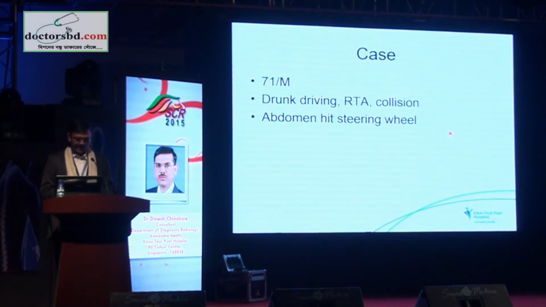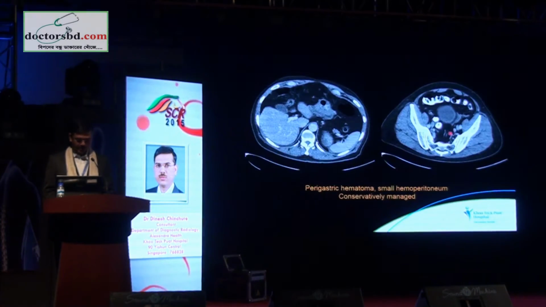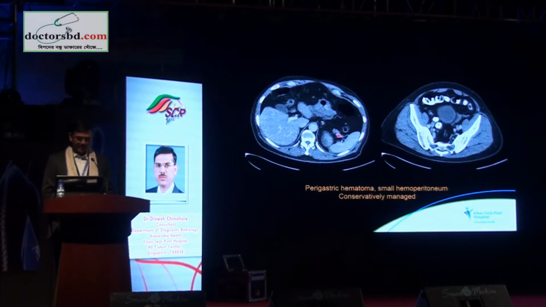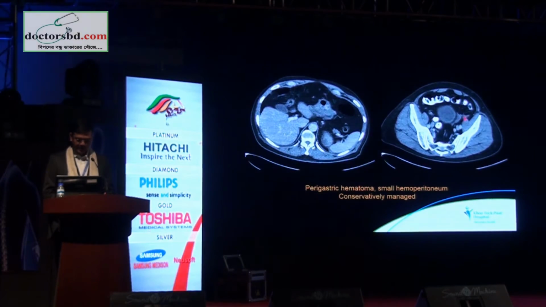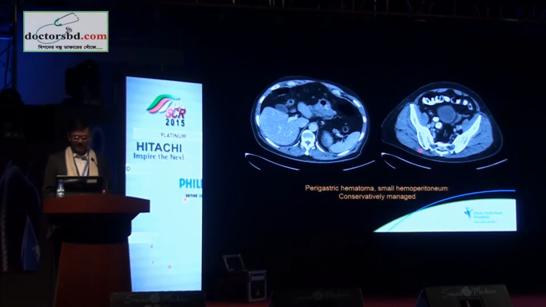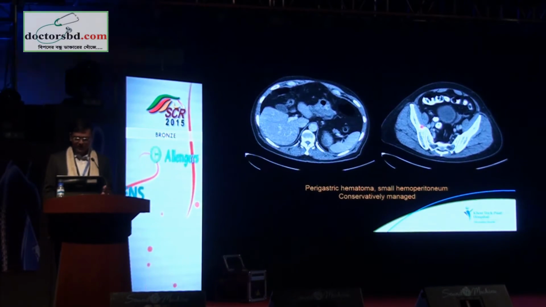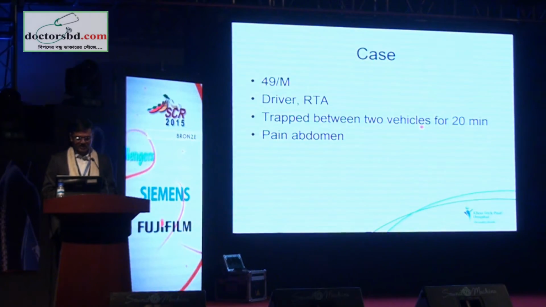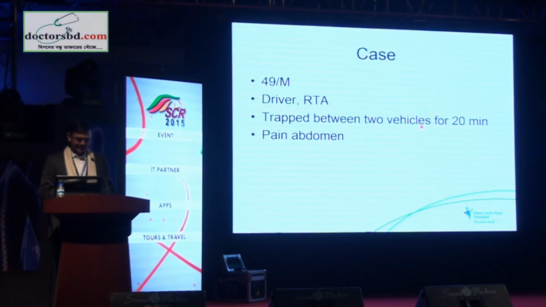This elderly man, drunk driving, abdomen hit the steering wheel, and we see a perigastric hematoma around the stomach, and there is a hemoperitoneum, but managed conservatively again. But these are all important things. We should keep looking for all these smaller details.